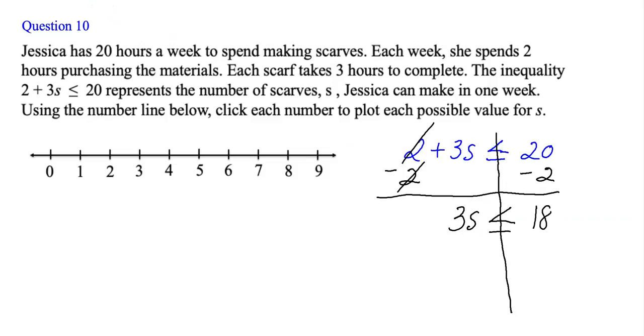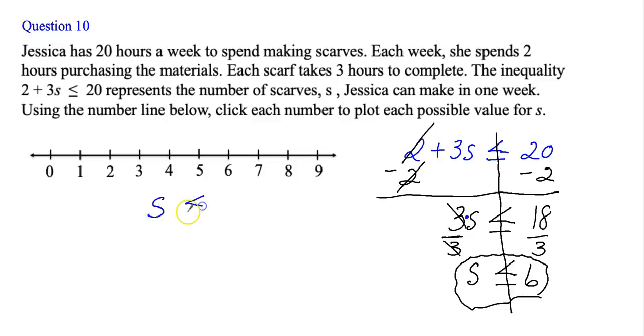And now I notice that the s is multiplied by 3. So to undo multiplication by 3, I divide both sides by 3. Here and here. The 3's drop off, and I'm left with the following. S, bring this down, and 18 divided by 3 is 6. So this is my solution. Let's write this over here. I'll put this in a different color. Remember, S represents the number of scarves. It says that right here.